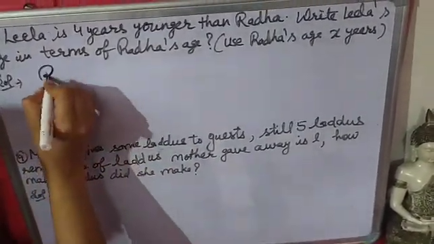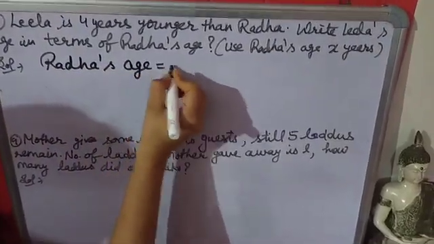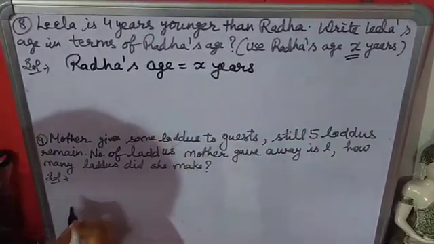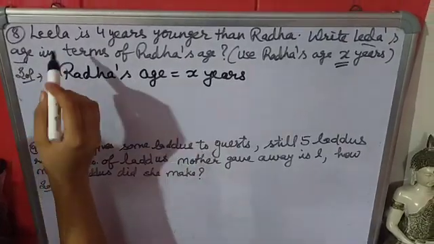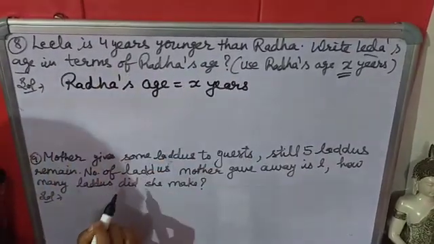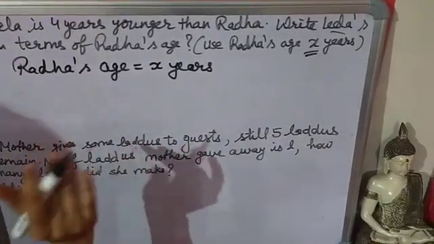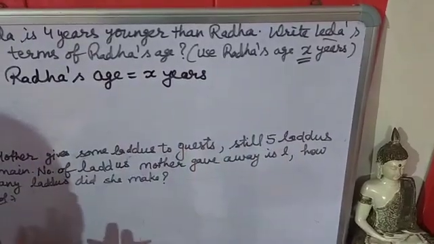We will write Radha's age is X years. This is given. Now you have to find Leela's age. Now he is saying Leela is 4 years younger than Radha. Leela Radha से 4 years छोटी है. If I subtract 4 from Radha's age, then we will get Leela's age.